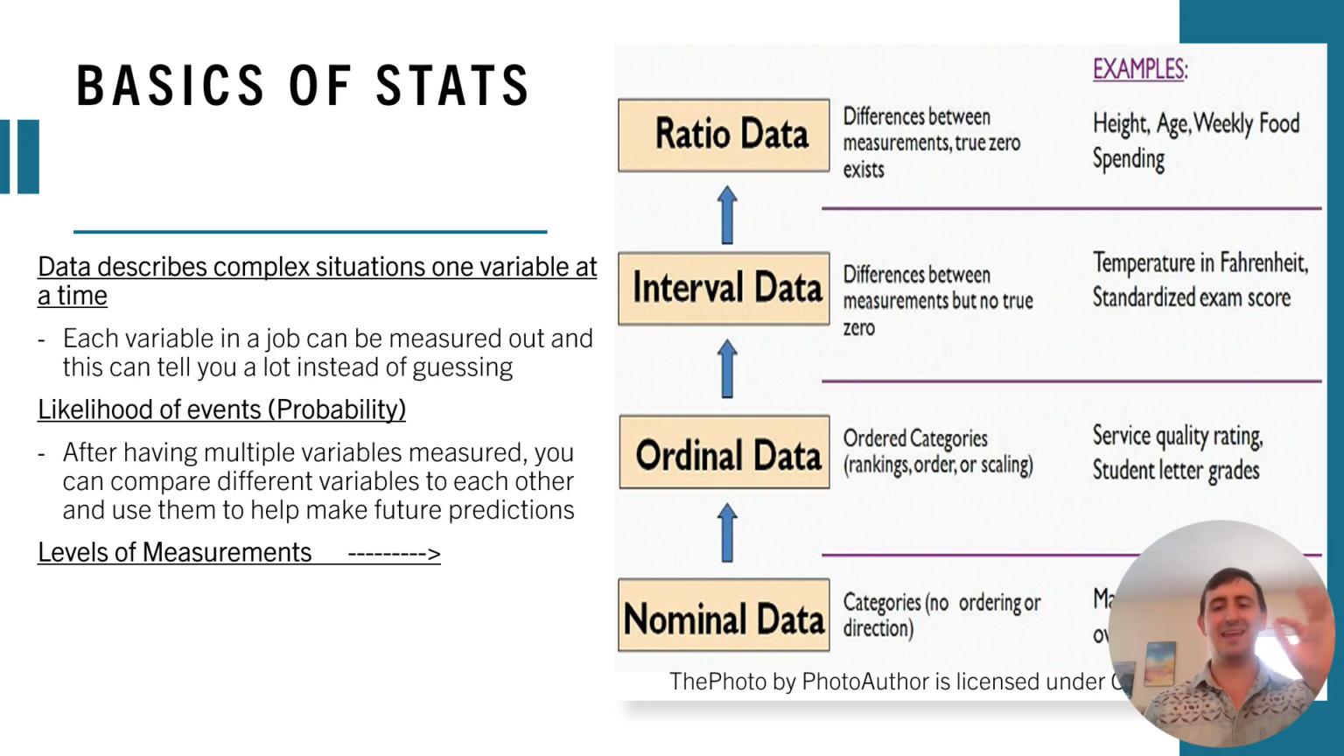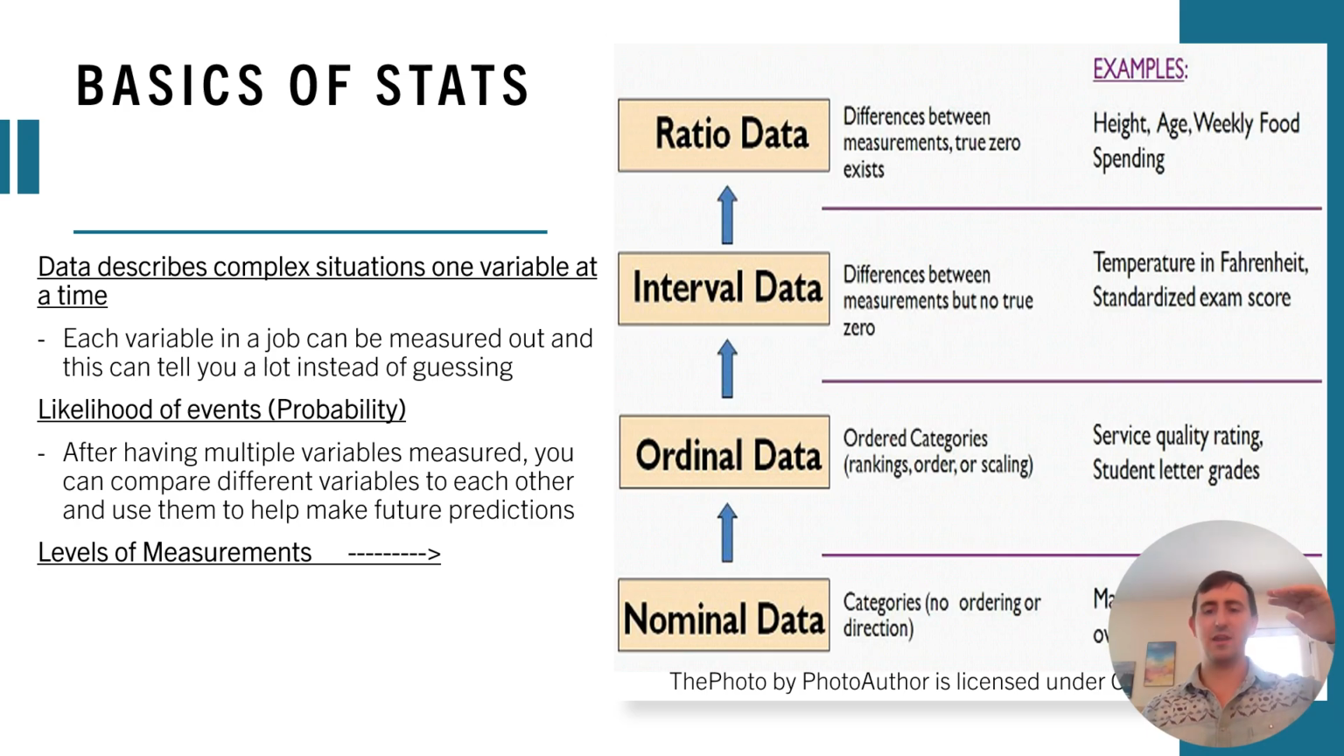Then we have interval data. Interval data is very specific sizes of intervals between each thing, right? 1 inch to 2 inch to 3 inch to 4 inch. Those are the same distances. The difference between interval data and ratio data, though, we're going to get to in a bit, is absolute zero. So for interval data, some of the examples are temperature in Fahrenheit, or how you scored on an SAT exam, something like that.